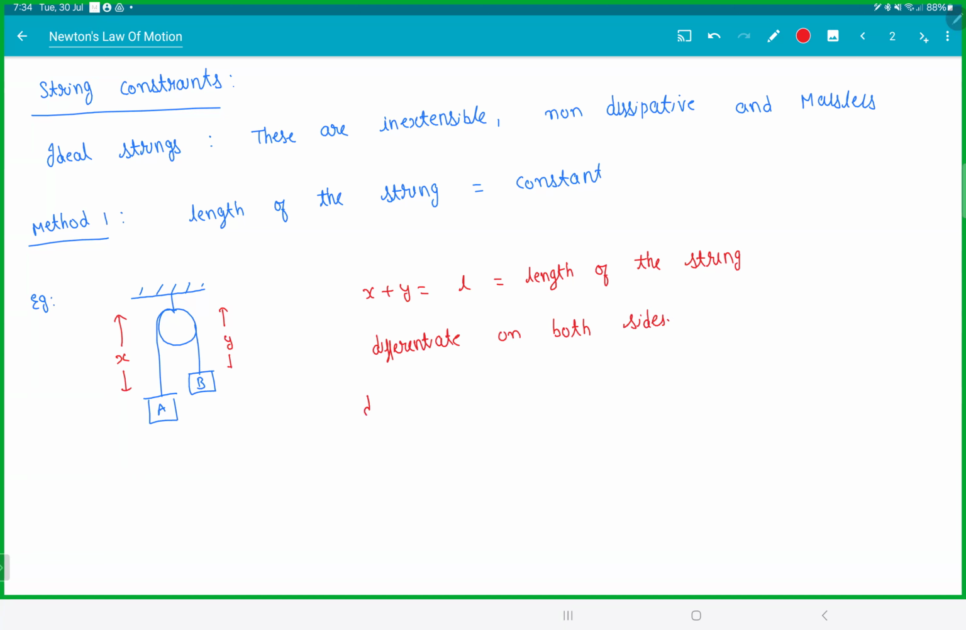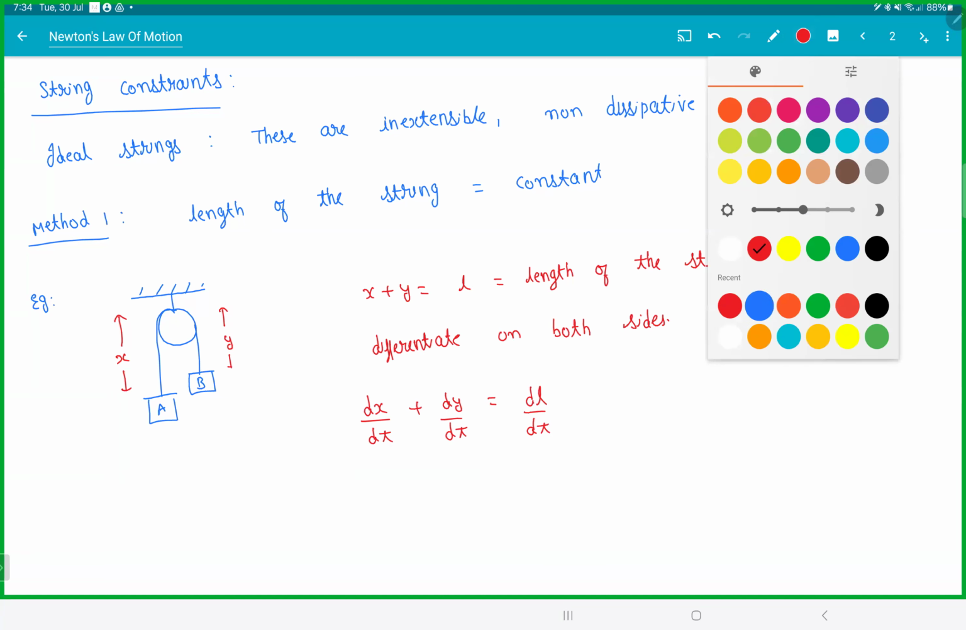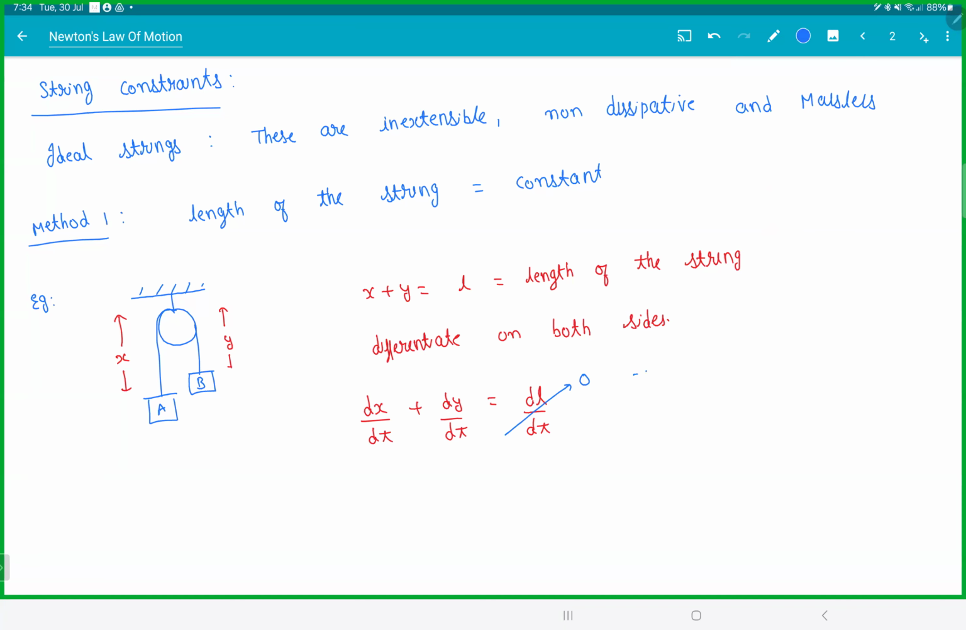So this will be dx by dt plus dy by dt. This is dl by dt. But this term is 0 since length of the string is constant, because no matter how much A and B moves, length cannot change. So what is dx by dt? Velocity of A. Because when x moves, when A moves, x changes. What is dy by dt? Velocity of B equal to 0.